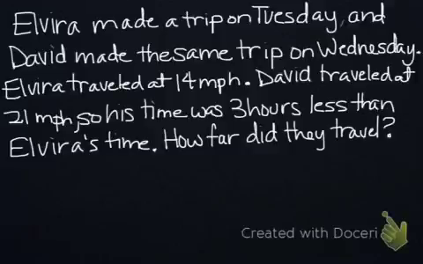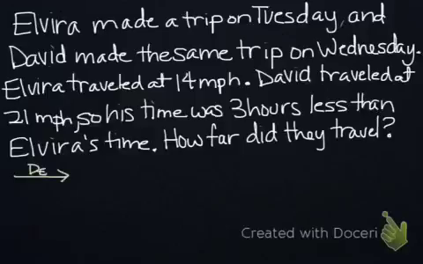Elvira made a trip on Tuesday, and David made the same trip on Wednesday. Elvira traveled at 14 miles per hour. David traveled at 21 miles per hour, so his time was 3 hours less than Elvira's time. How far did they travel?